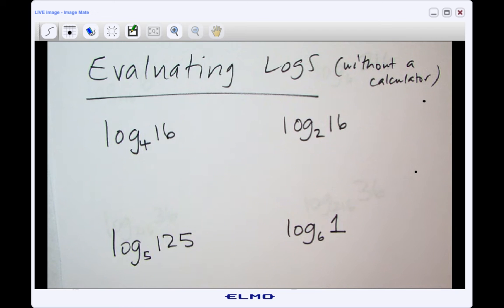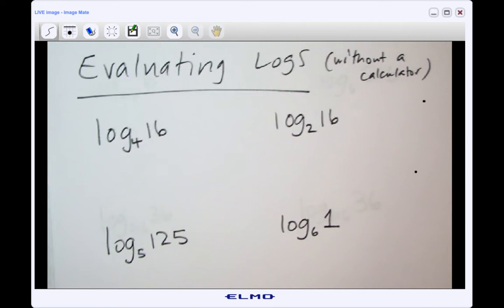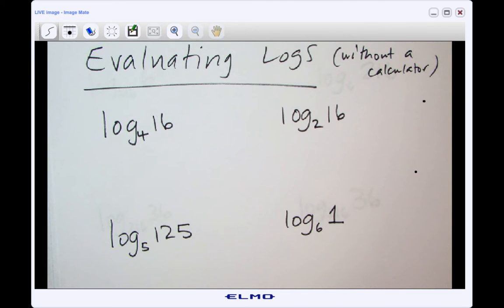Okay, we're going to evaluate some logarithms without using our calculator. So these are all ones we can do without a calculator. You're going to need this to do some of your homework. So if you're still confused after watching the last video, hopefully this will clear it up.